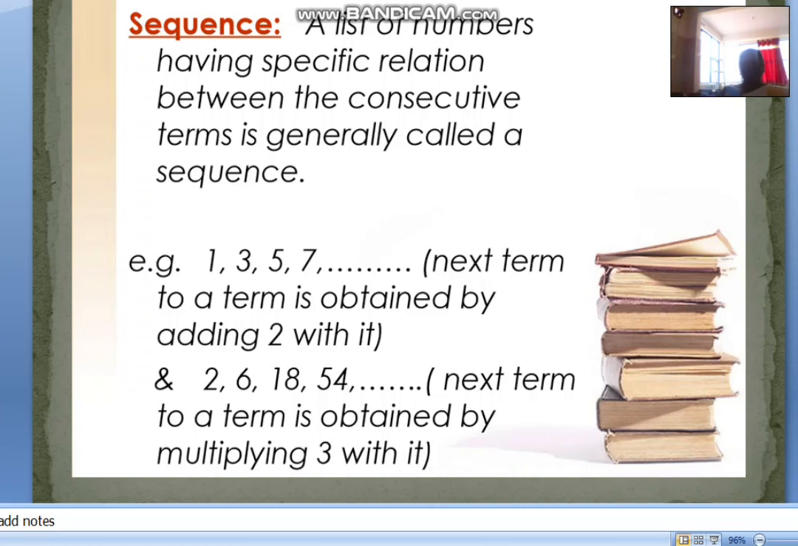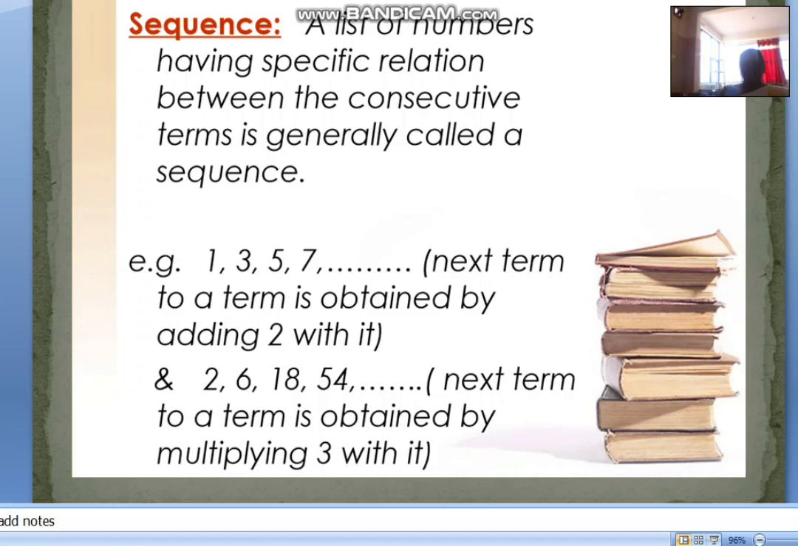Another example: 2, 6, 18, 54, and so on. The next term to a term is obtained by multiplying it by 3. Here in example 1, 3, 5, 7: 3 minus 1 is 2, 5 minus 3 is 2, 7 minus 5 is 2. So the difference between all the terms is constant. That is called the common difference.